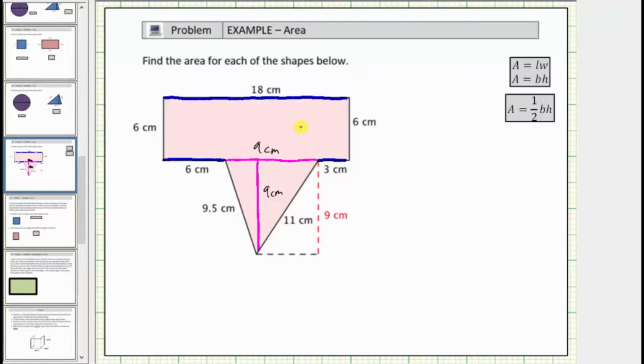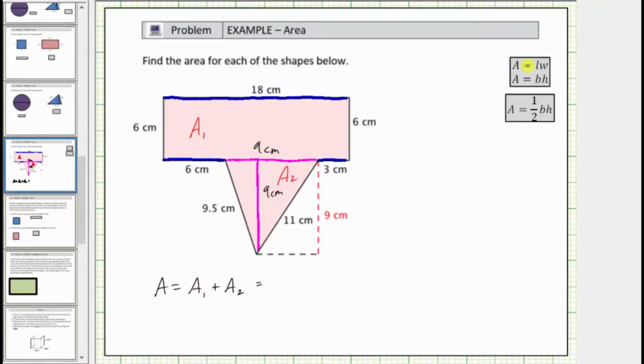Now we have all the information we need to find the area of the rectangle and the area of the triangle. To keep things organized, let's label the area of the rectangle A sub 1 and the area of the triangle A sub 2. Using this notation, if we let A equal the total area, we can say the total area A is equal to A sub 1, the area of the rectangle, plus A sub 2, the area of the triangle. And now let's determine the area of the rectangle.